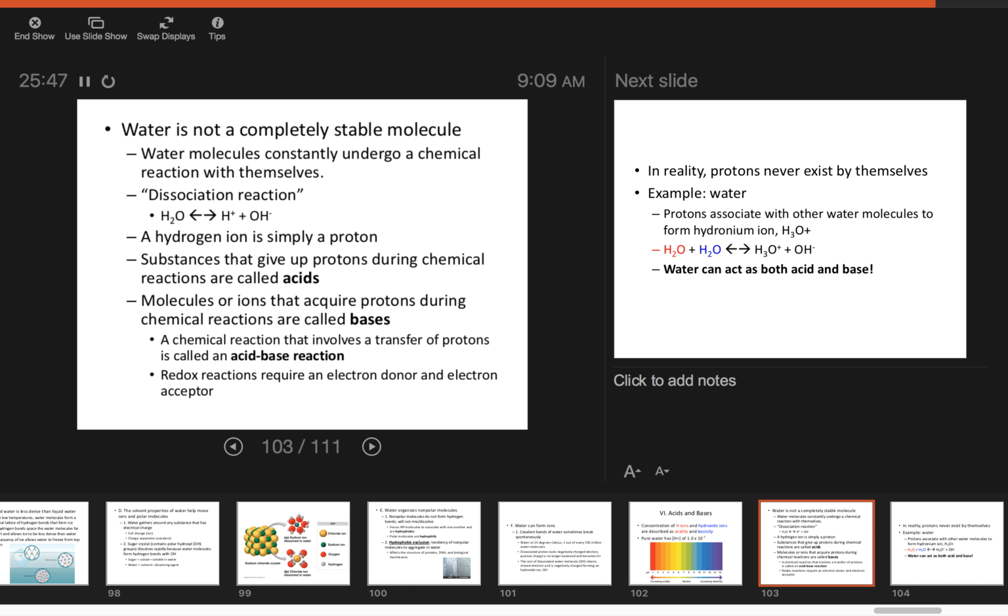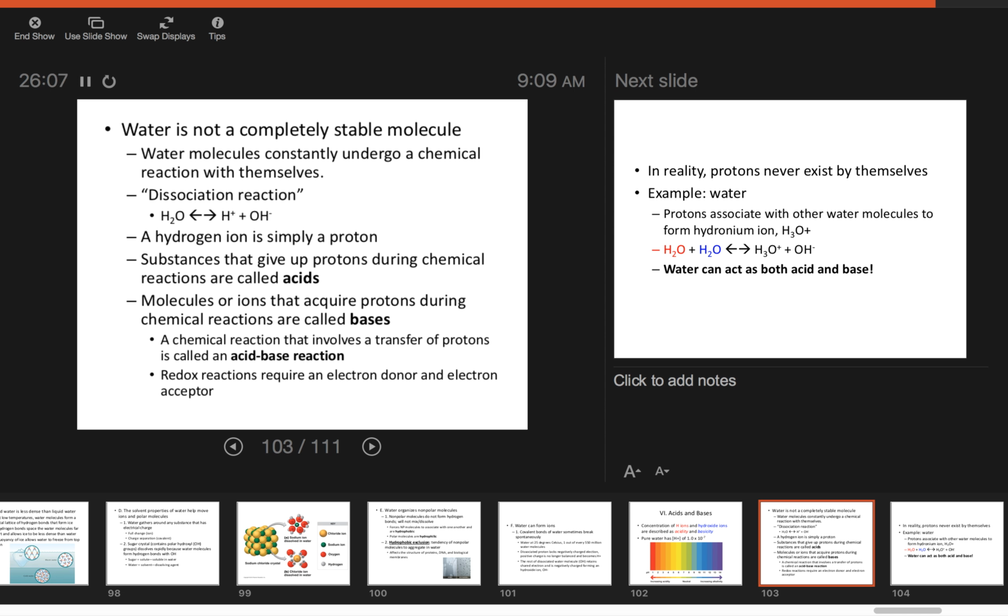So water is not a completely stable molecule. I know I just said earlier that it is stable, but it can undergo a chemical reaction with itself. So I just said that it can split into ions, dissociate, right? Water can make things more acidic, but it's really a neutral molecule.